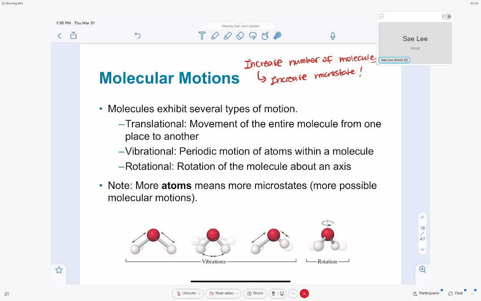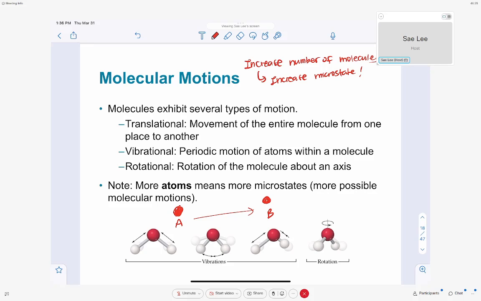There are three different types of molecular motions. The molecules can have translational motion, vibrational motion, and rotational motion. Translational motion is a movement of the entire molecule from A to B. If your molecule was here at point A, it travels to position B. That's translational motion. The entire molecule is moving from one place to another.